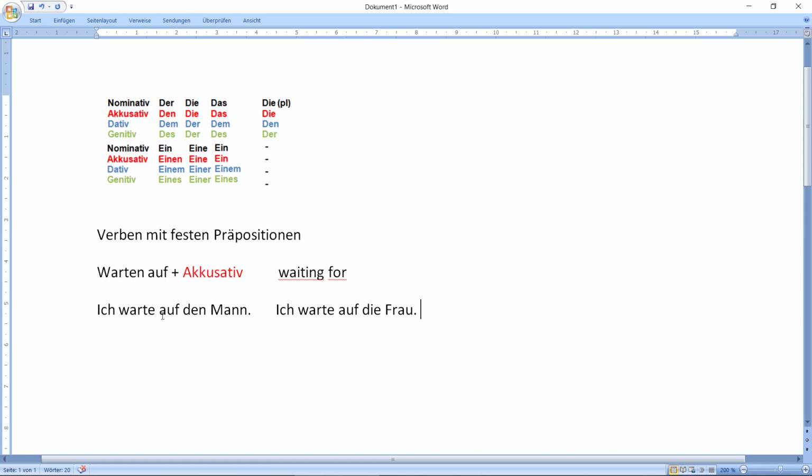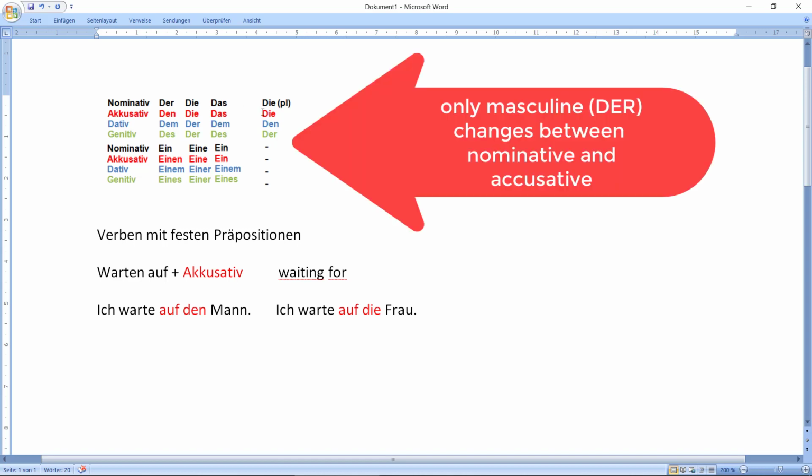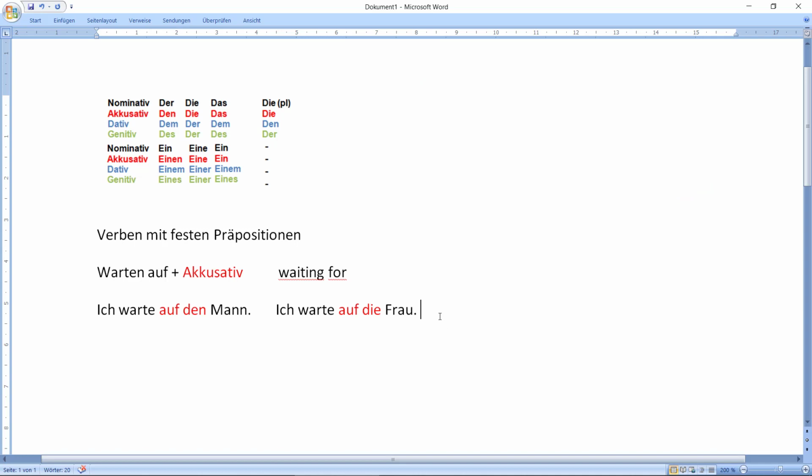So as you can see, this is accusative. It is also accusative when you have feminine, but you cannot see the difference, because nominative and accusative are the same. The same for plural, also "die". But as long as you have der, it changes. That's why you have to learn it. Ich warte auf den Mann. Ich warte auf die Frau.